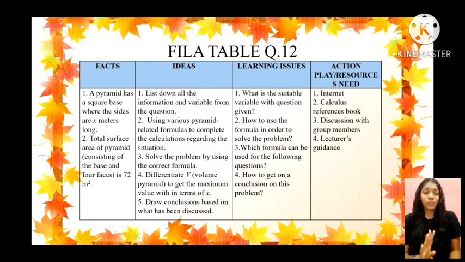Our group needed 4 resources to solve this question. The first one is the internet, the second is a calculus reference book, the third is discussion within group members, the fourth is our lecturer's guidance.